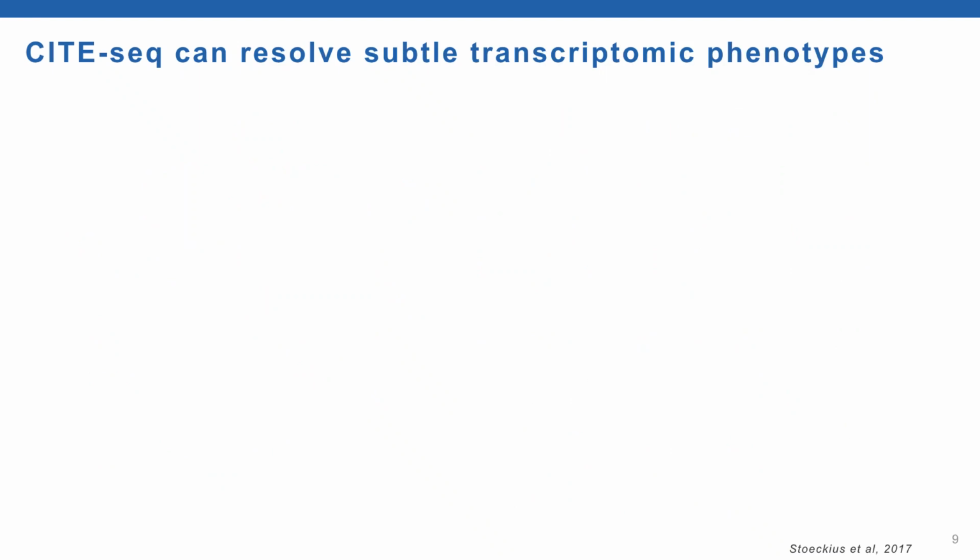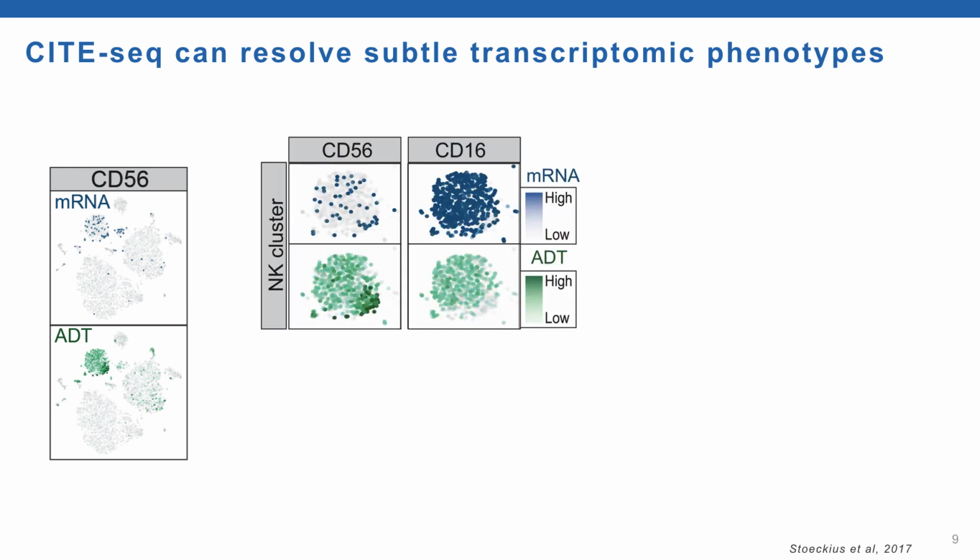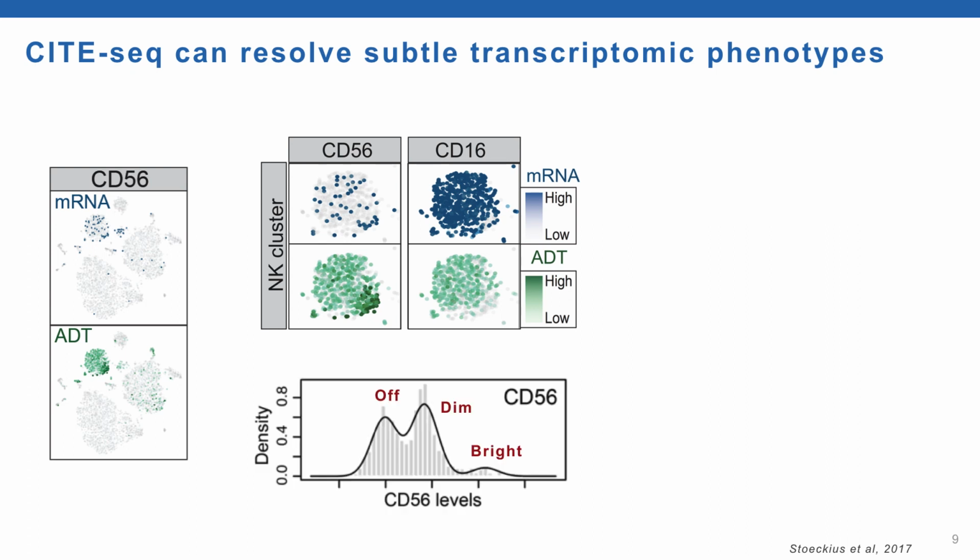So now I just want to show how CITE-seq can resolve some subtle transcriptomic phenotypes. Some of the more eagle-eyed people might have noticed on the previous slide in the CD56 panel, we have nice protein expression in NK cells, but there's a sort of lobe off to the bottom right, which I can highlight here, where the protein expression is higher. And this is something that's been known for a while, that there are populations of NK cells that are CD56 bright and dim, harkening back to the flow cytometry days.